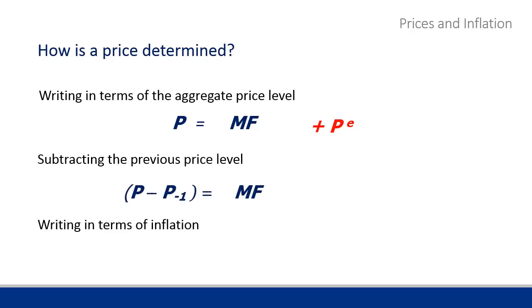We can subtract the previous period's price from both sides and then rewrite this in terms of inflation. So we know that P minus P(-1), the difference between the price and the price in the previous period, is actually inflation. So we can write that inflation is driven by market fundamentals and driven by the expectations of inflation. So the central bank has two drivers for inflation to work with.